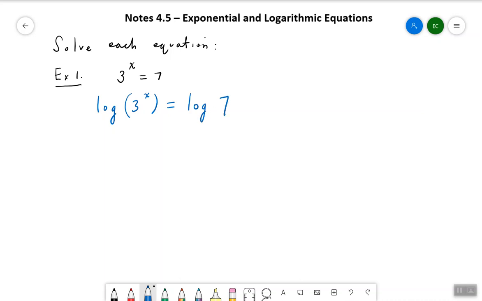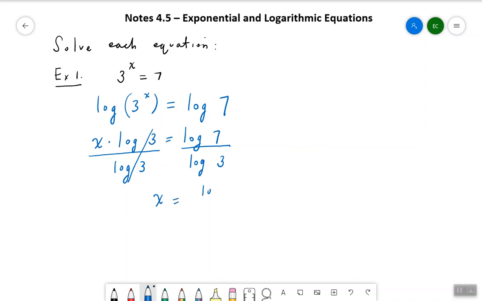And then we know there's a property of logs which says we can take the exponent out in front of the logarithm. So we can rewrite the left-hand side as x times the log of 3 is equal to the log of 7. And log of 3 is just a number. It's being multiplied by x. So we can divide off that same number and they'll cancel. We have to divide by log of 3 on both sides, and we're left with x is equal to log of 7 divided by log of 3.